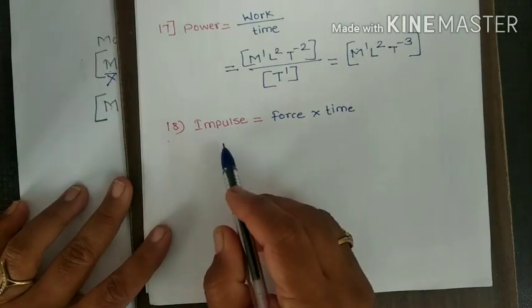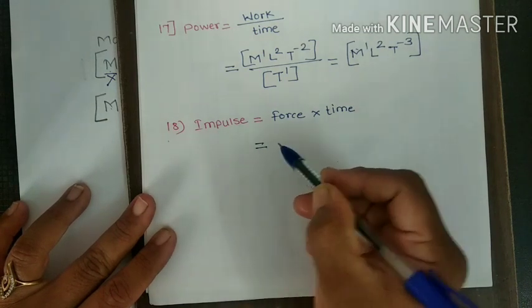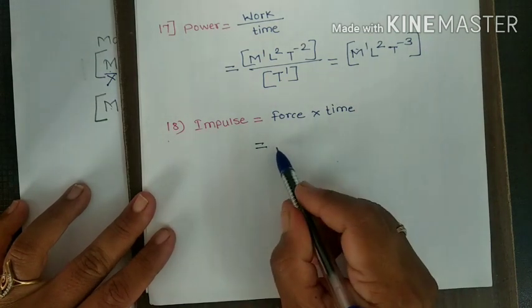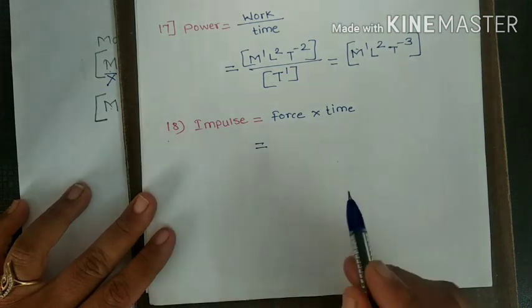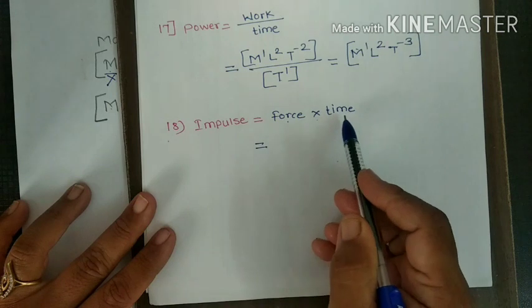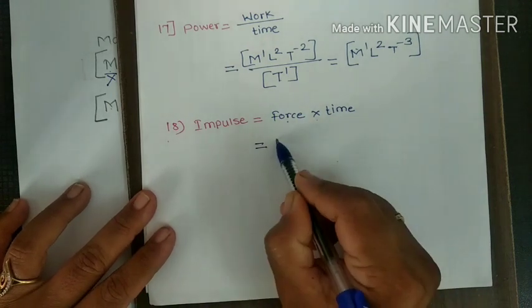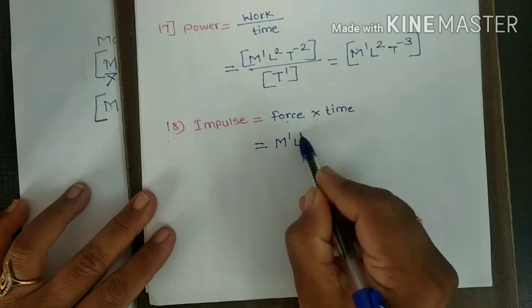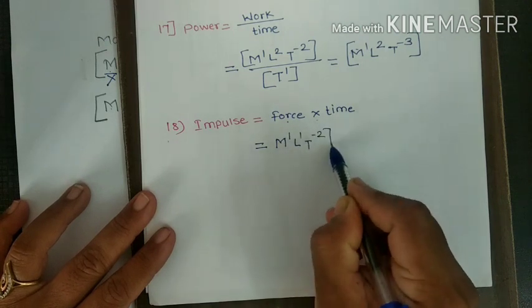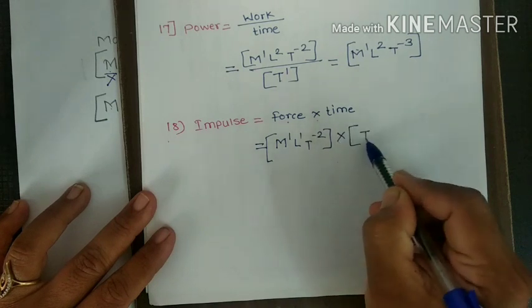Then the next quantity is impulse. Impulse means a short-interval force, and the formula for impulse is force into time. Again we have to use the dimensions of force, that is M^1, L^1, T^-2, multiplied by T^1.